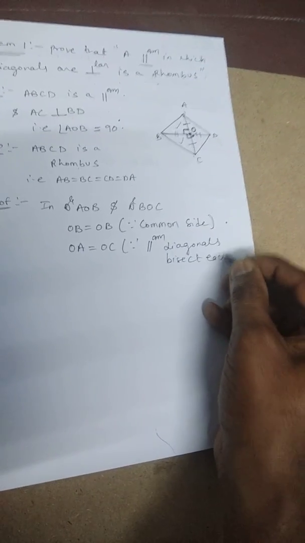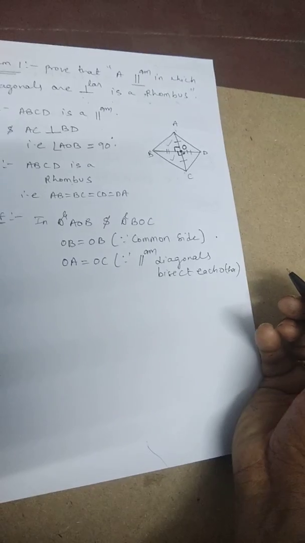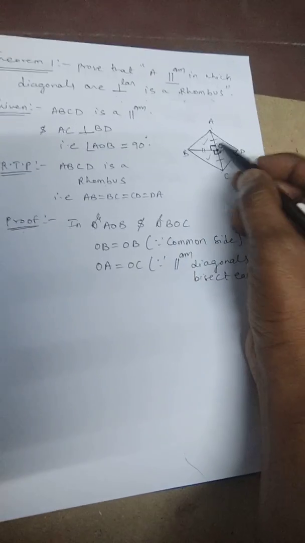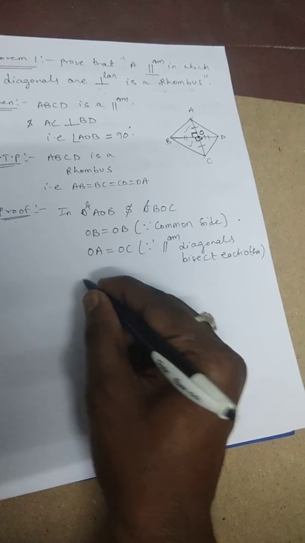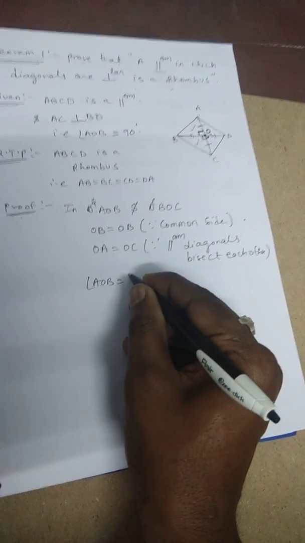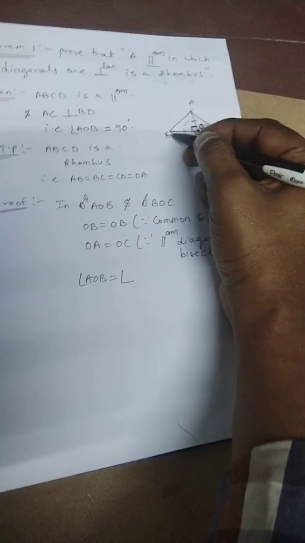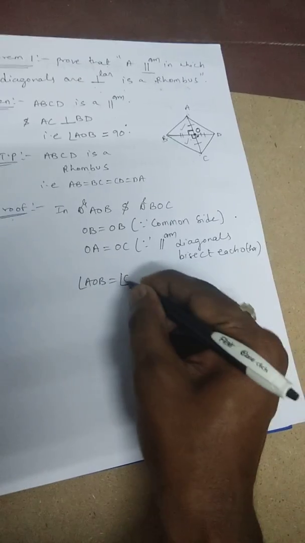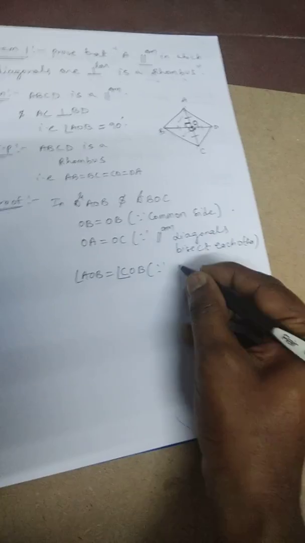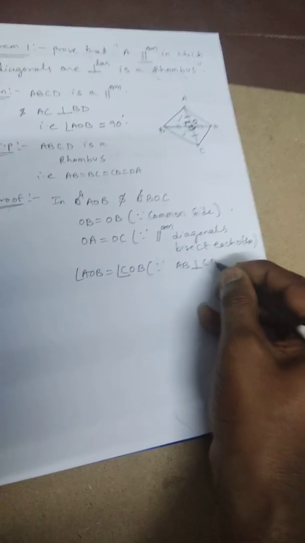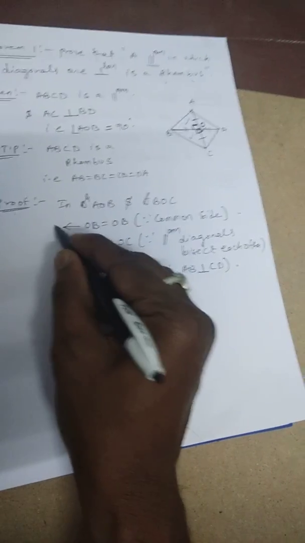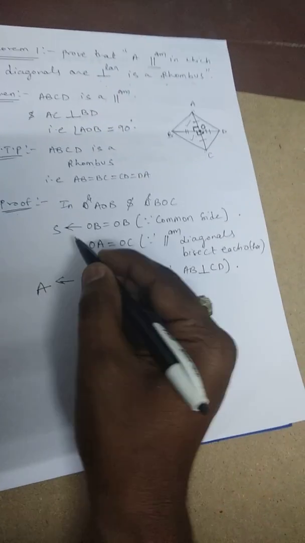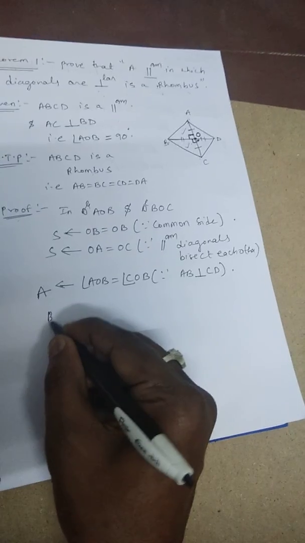Diagonals bisect each other. That's why, and this angle is already given as 90 degrees. So angle AOB is equal to angle COB (since AB is perpendicular to CD, the angle will be 90 degrees). So this is one side, this is the angle, and this is the side. So by SAS, I can say that these two triangles are congruent.